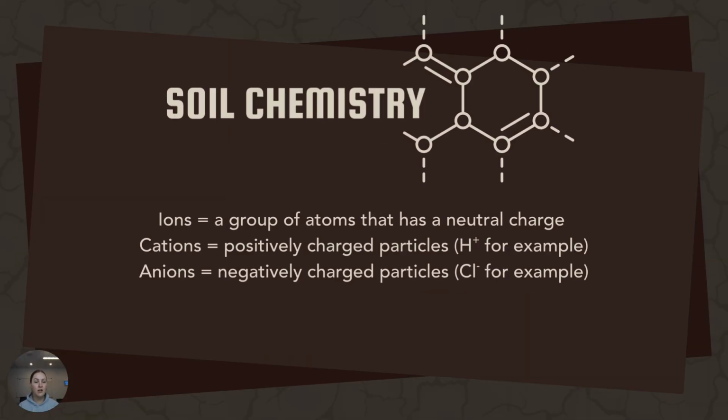First up, it's kind of easy, but ions are a group of atoms that have a neutral charge. So think of H2O. There's 2 hydrogens, 1 oxygen, and there's no charge. Cations are positively charged particles such as hydrogen, and anions are negatively charged particles such as chlorine.